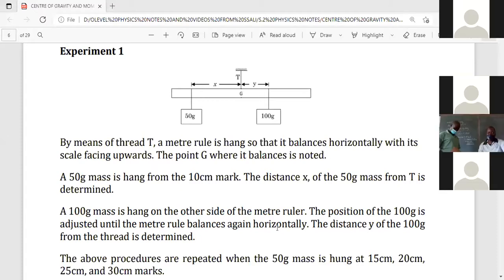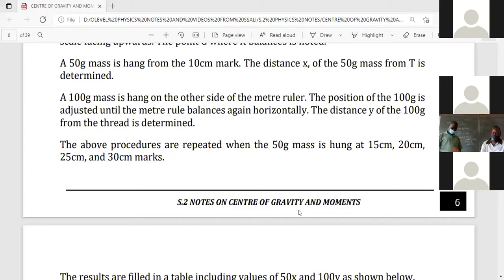By means of thread, a meter rule is hung so that it balances horizontally with its scale facing upwards. The point where it balances is noted. A 50-gram mass is hung from the 10-centimeter mark. The distance x of the 50-gram mass from T is determined. A 100-gram mass is hung on the other side of the meter rule. The position of the 100-gram mass is adjusted until the meter rule balances again horizontally. The distance y of the 100-gram mass from the thread is determined.